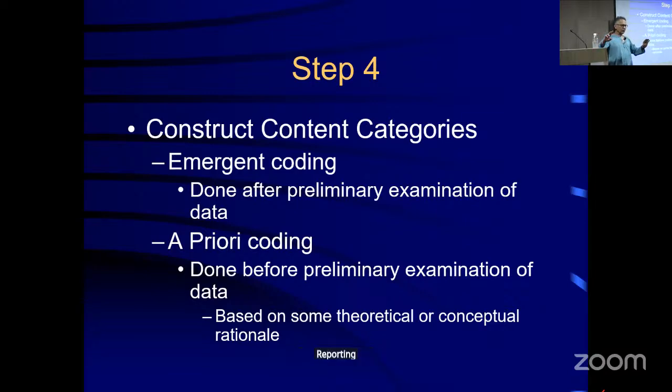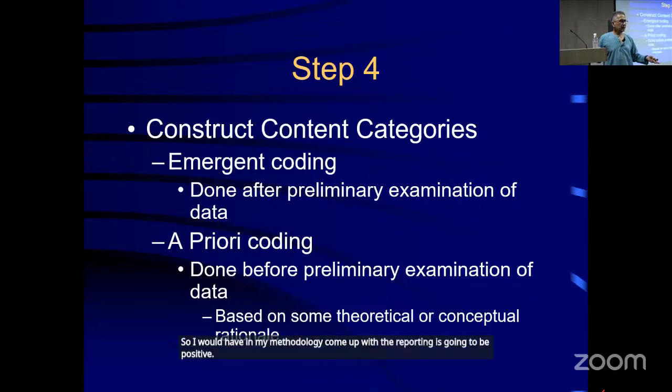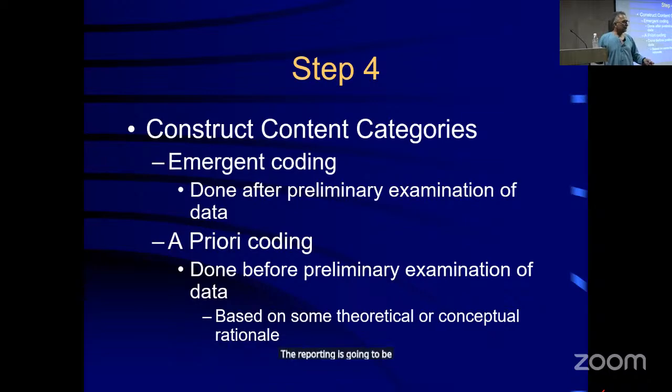Okay, so my study is about reporting between one newspaper and another, political, how it reports the ruling party. That is my study. So I would have in my methodology come up with: the reporting is going to be positive, the reporting is going to be negative, the reporting is going to be neutral. These are the categories: positive sentences, negative sentences, neutral sentences, not related sentences.